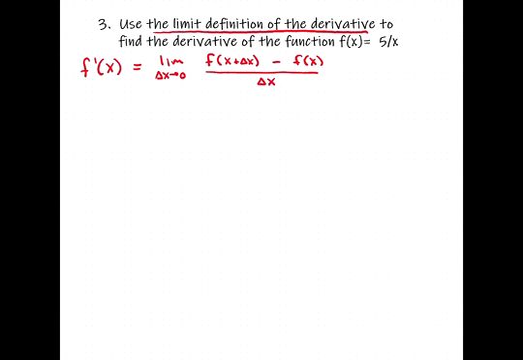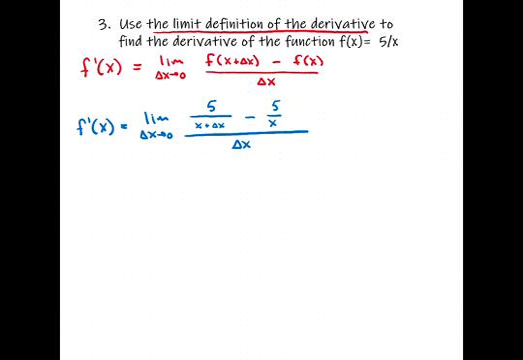Okay, so in this case, we have f prime of x should equal the limit as delta x goes to 0 of f of x plus delta x, so we'll replace the x with an x plus delta x, minus the original function f of x, all over delta x. Okay, so we have to do some simplifying here. Somehow we have to cancel off the delta x in the denominator, so we could plug in 0. At this point, we can't plug in 0.